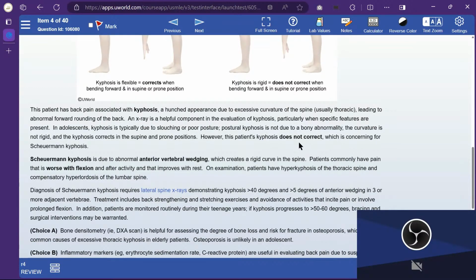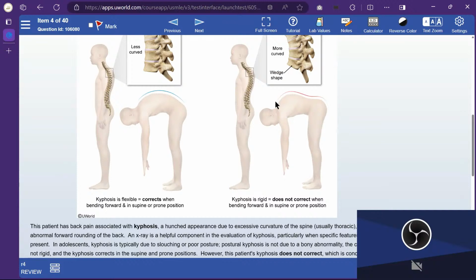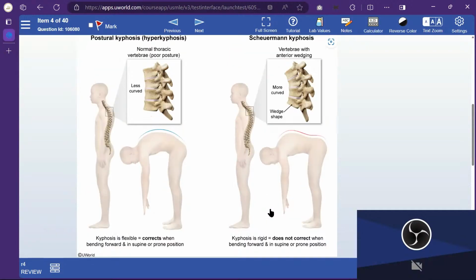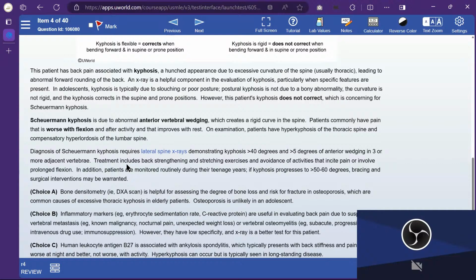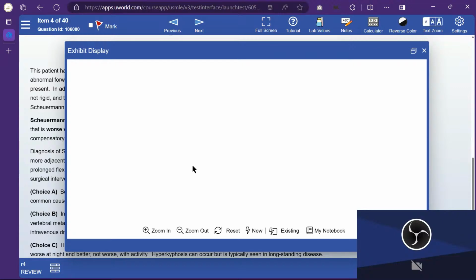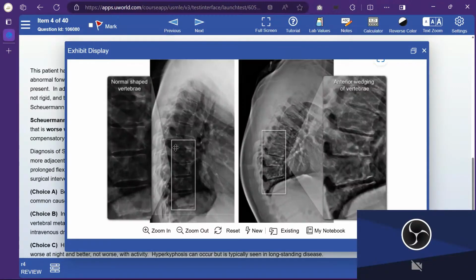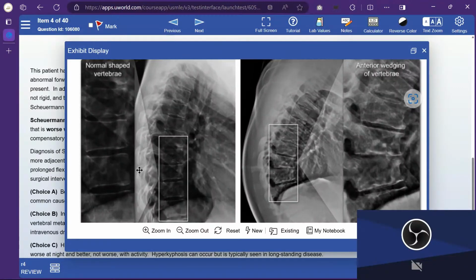Wedge-shaped vertebrae. Scheuermann kyphosis is rigid. It does not correct on bending forward, or in supine or prone position. Diagnosis of Scheuermann kyphosis requires a lateral spine X-ray. This is a normal spine.